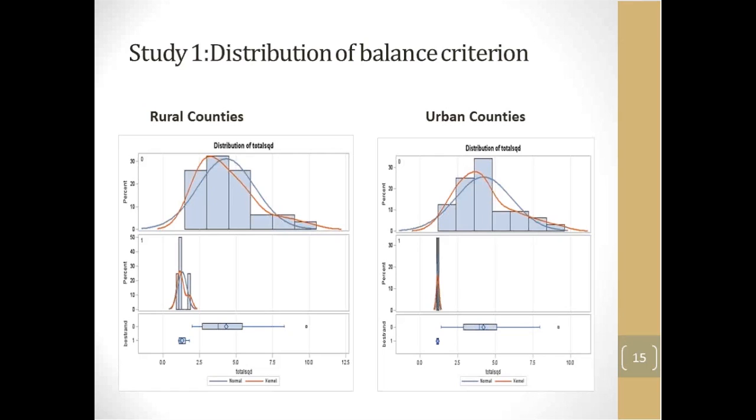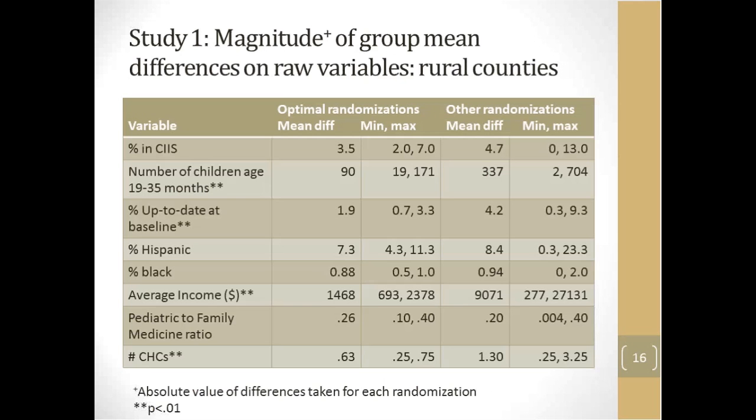Okay, in the urban counties, it's the same thing. Just by chance, you could get some really bad randomizations where the study arms were highly imbalanced. But this is the acceptable set in the urban counties. So you can see you're going to have a fairly balanced design, a fairly balanced study group. Okay? So let's see how it turned out.